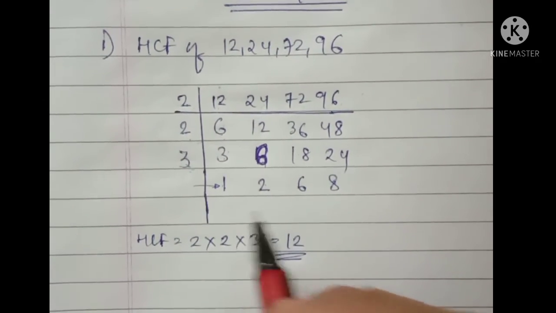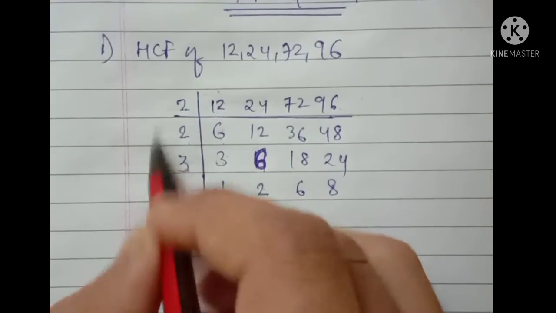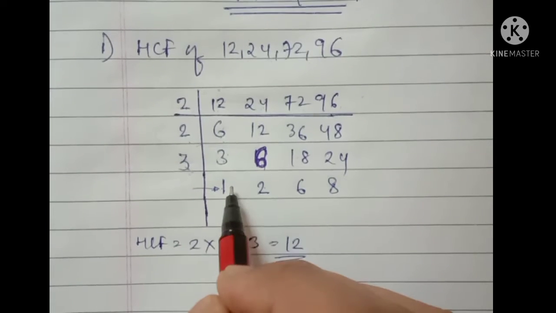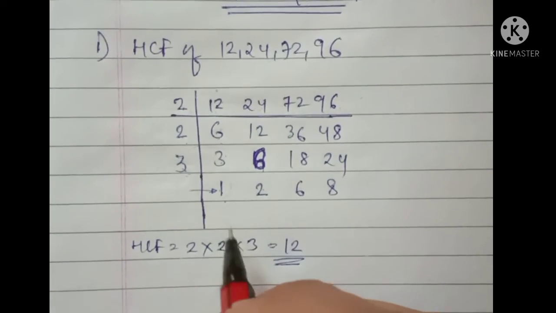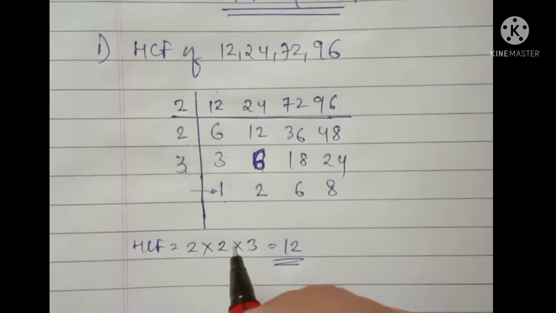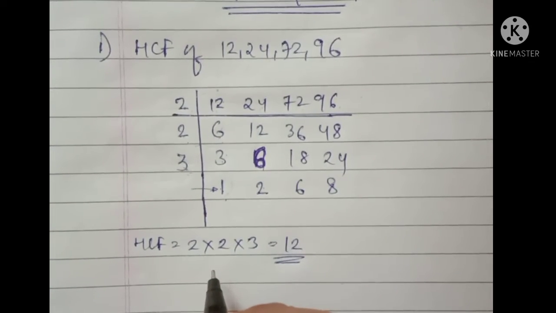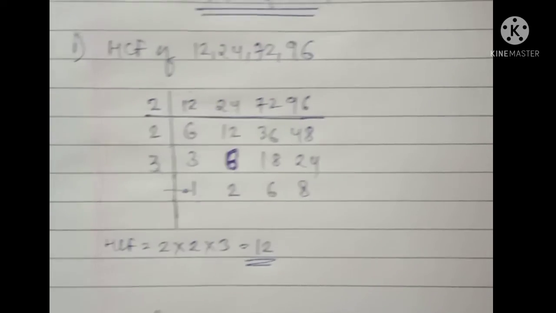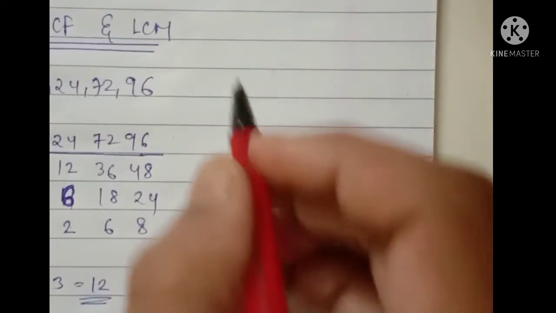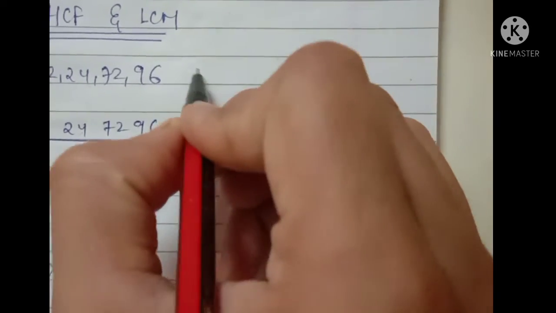Okay, clear? And then you will get your final answer here. See, as soon as you get 1 over here, then stop, don't go further. Okay, clear? Then the current answer, this is the HCF of the numbers. Now we will move on to the next question. We will do the same here. HCF of the numbers.